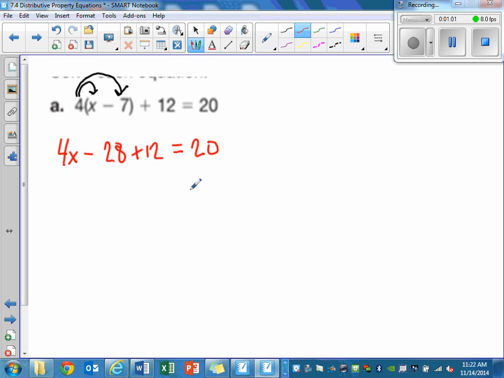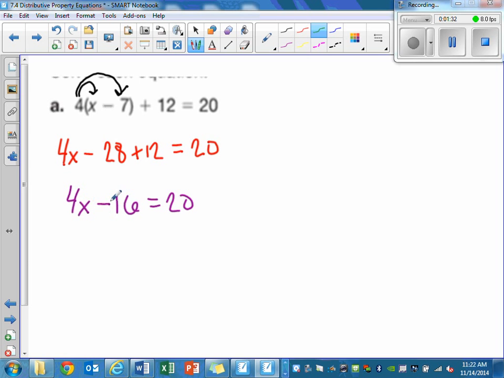Okay, the first thing you want to do is see if there are any like terms that you can combine on the left or the right. So I have a negative 28 plus 12. I'm going to go ahead and simplify those together. So rewriting what I still have, 4x. The negative 28 plus 12 becomes negative or minus 16. And then I still have equals 20. Now I'm going to start solving for x. Remember, I want to move both of these numbers away from the x to get the x all by itself so I can have x equals.